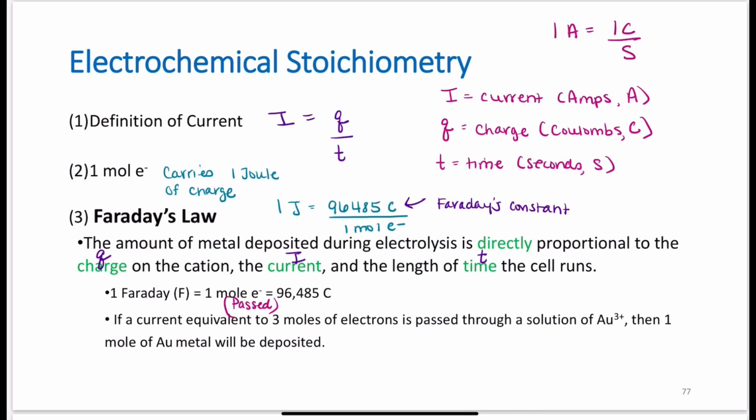What that means, though, is that if a current equivalent to 3 moles of electrons is passed through a solution of gold 3 plus, then 1 mole of gold metal will be deposited. Because there's a 3 plus charge, it needs 3 moles of electrons to completely reduce it. I keep saying silver, I really mean gold, and I apologize. Gold 3 plus needs 3 moles of electrons to reduce itself all the way down to gold solid.